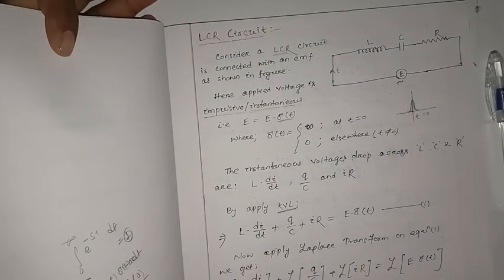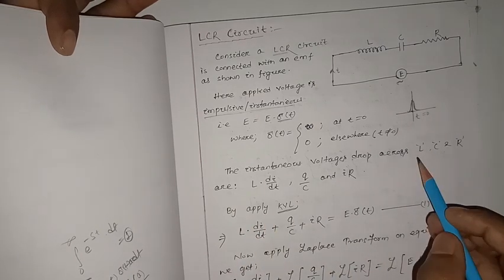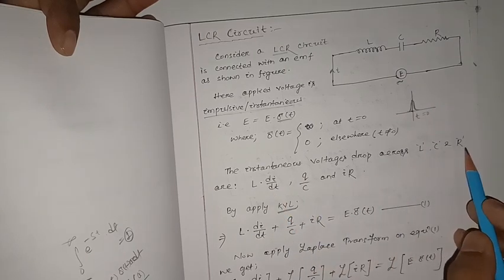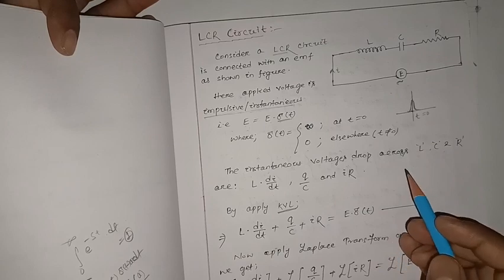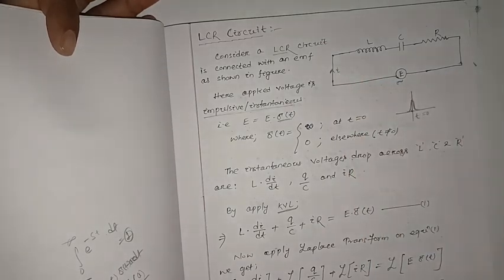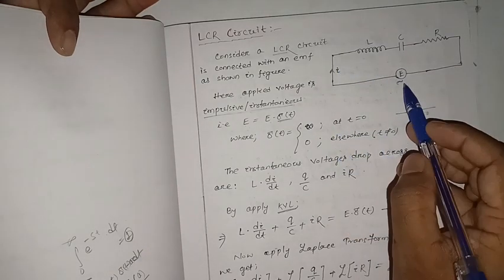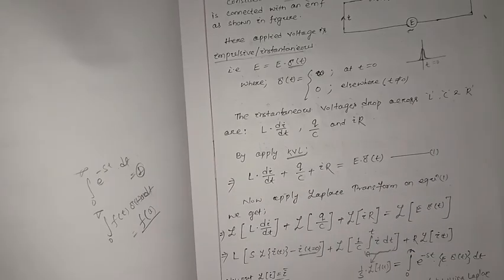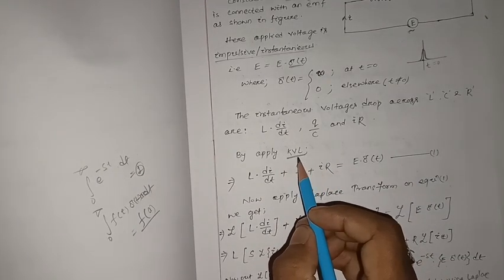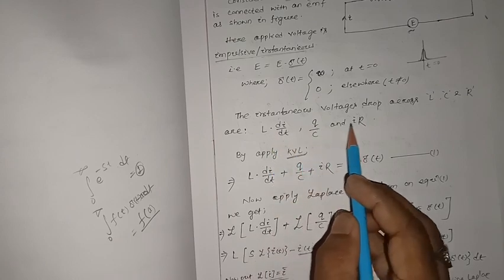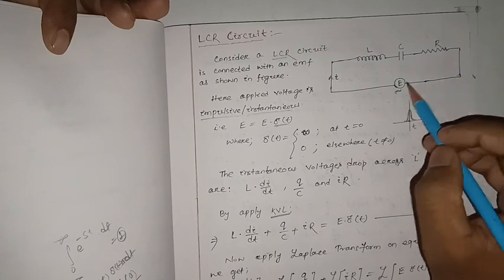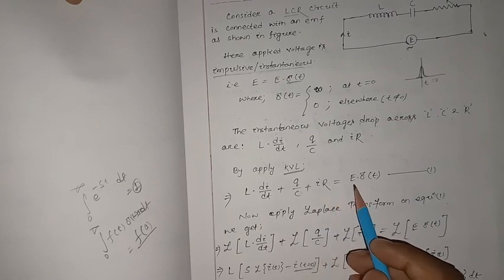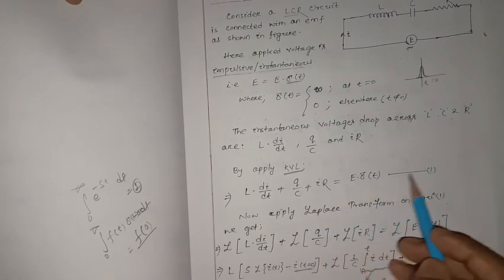Okay, so now the instantaneous voltage drop across L is L into di by dt, across C it is Q by C, across R it is I R. When instantaneous current I is going to flow through this circuit, for a short time period an instantaneous voltage is applied, right? Now we are going to solve. We consider KVL, Kirchhoff's voltage law. All the voltages dropped by all the elements will be equal to the applied EMF. So L into di by dt plus Q by C plus IR equals the applied voltage, E into delta t. Let this be equation number 1.